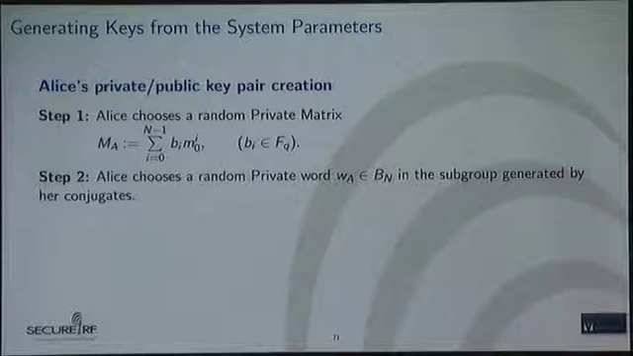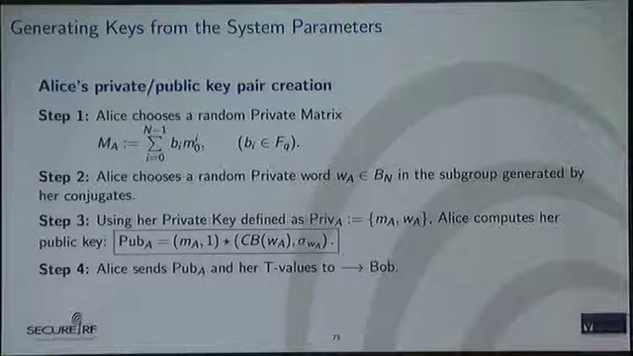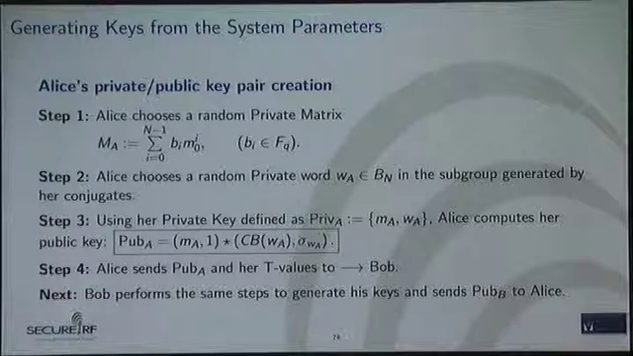This can be as many as they want, but because E-multiplication is linear, this actually affects how fast the algorithm is going to run. And then she creates her public key by using E-multiplication. So she just takes her private key data that she started with, her matrix M_A, and her word, and now can E-multiply it out, and she gets a public key, which is basically just a matrix and a permutation. And then she just sends that value and the t-values over to Bob. And Bob just does the exact same thing, using the exact same steps to convert his public key, and then sends that back to Alice.